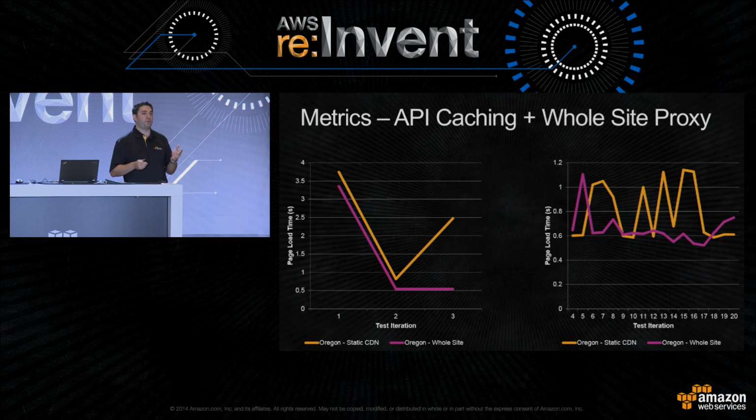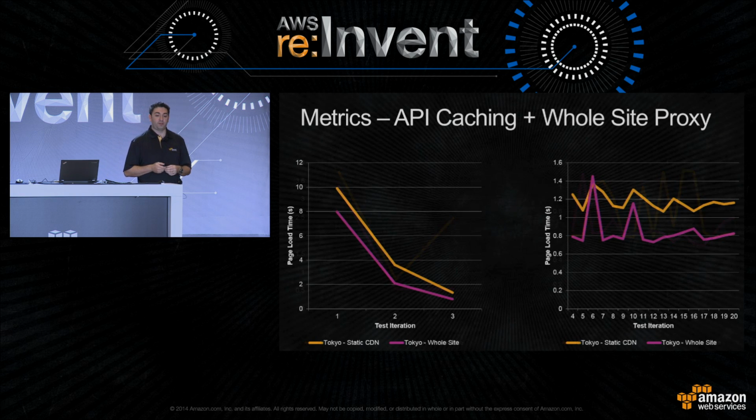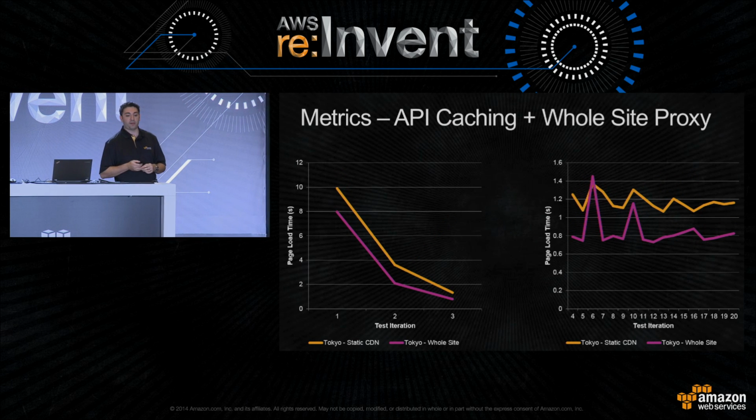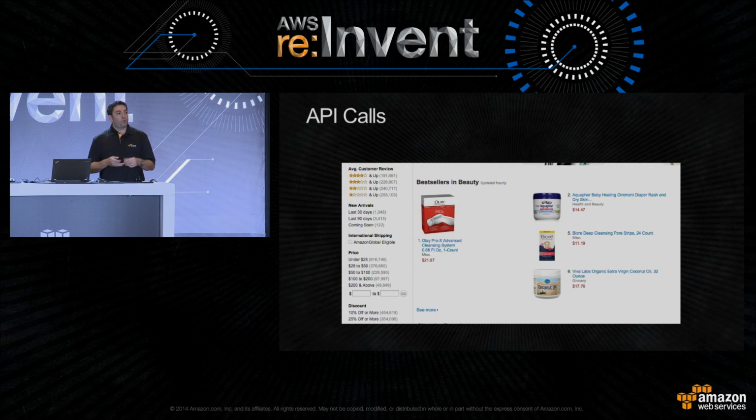And then on the right, we have a much smoother line in terms of performance. Instead of jumping around between 600 and over a second of page load time, we have a pretty smooth line right around 600 or 620 milliseconds. So definitely, I think, worthwhile digging into. If we look at Tokyo, we'll see the exact same kind of pattern. So why can we do this?